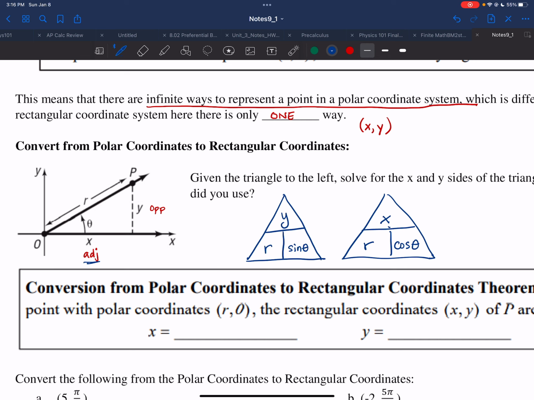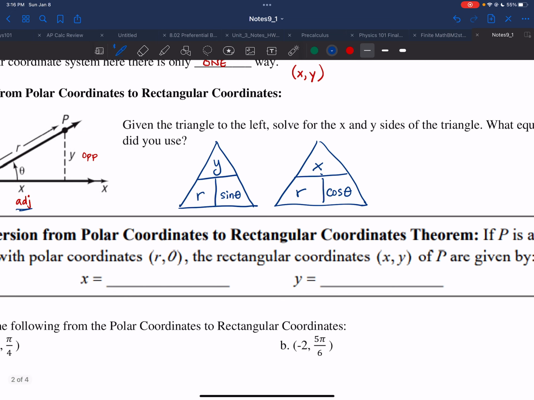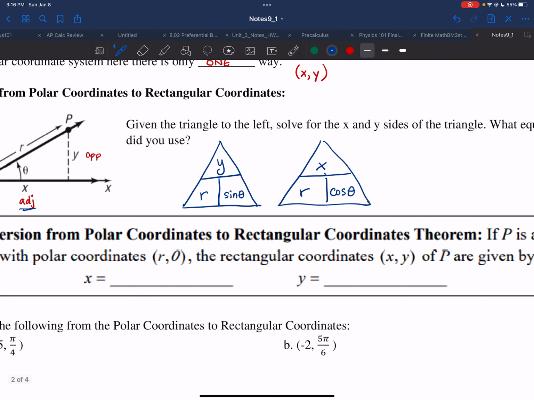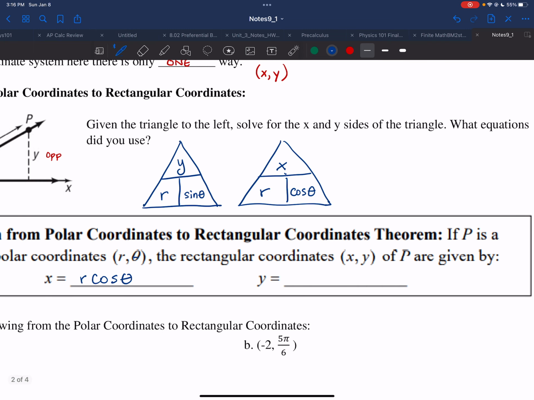So now what I can do is if I want to find what these are, right? x is first. I'm going to put my finger over the x. And what do I have? r times cosine theta. So r times cosine theta. Oops, theta's not showing up real good. And then y, if I put my thumb over the y, I have left r times the sine of theta. So r times the sine of theta.